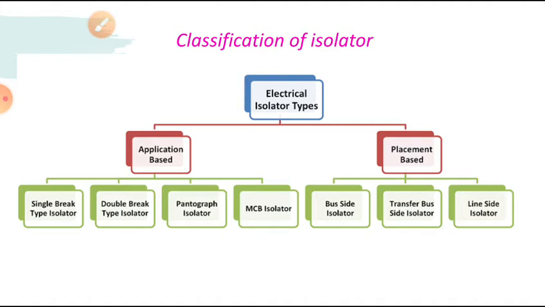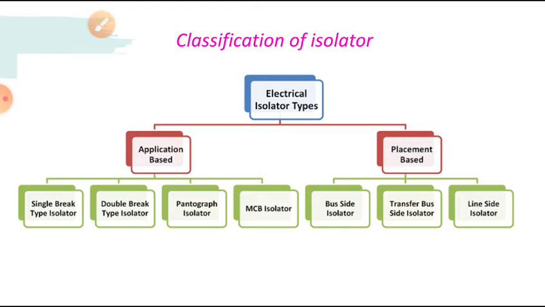That means where you are going to install the isolator, whether it is on the bus, in between the bus, in between the line, or you are going to place it in the transfer bus. What do you mean by the transfer bus? We know that the buses are of two types. One is the main bus, another is a transfer bus. Standby bus is a transfer bus. We can see later with a diagram. Now let us see one by one what that is.